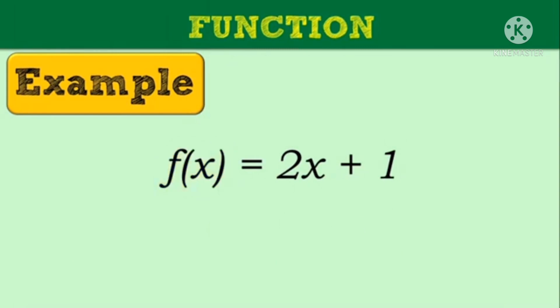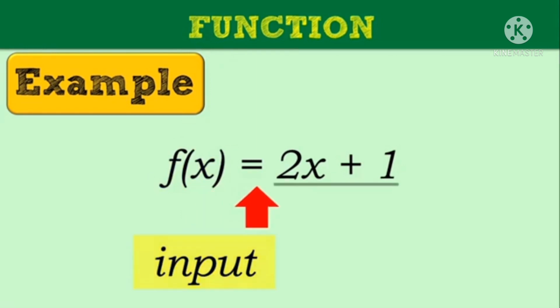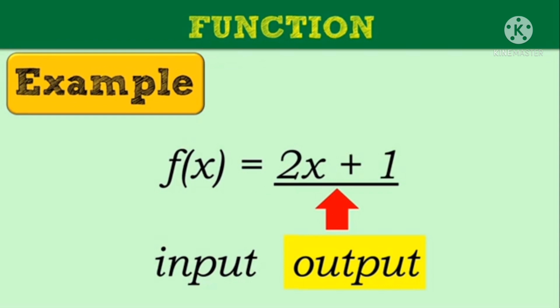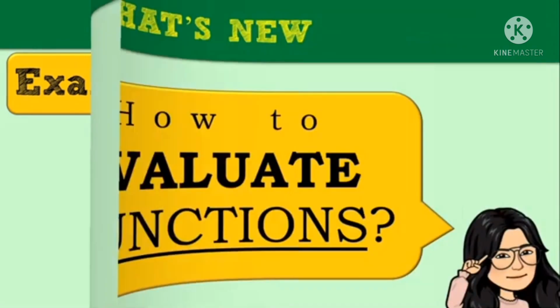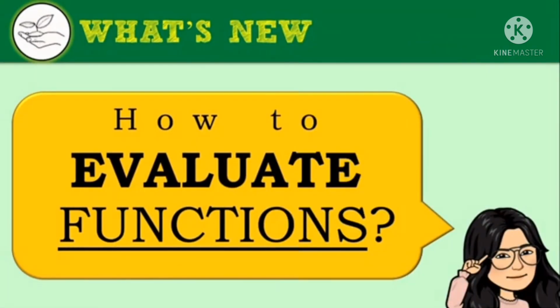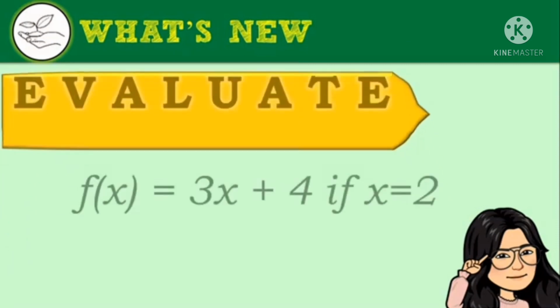Now let's go back. F of x is equal to 2x plus 1. Here, x stands for the input, similar to the input in our function machine, and this time, this would be our output, 2x plus 1. What's new? How to evaluate functions?